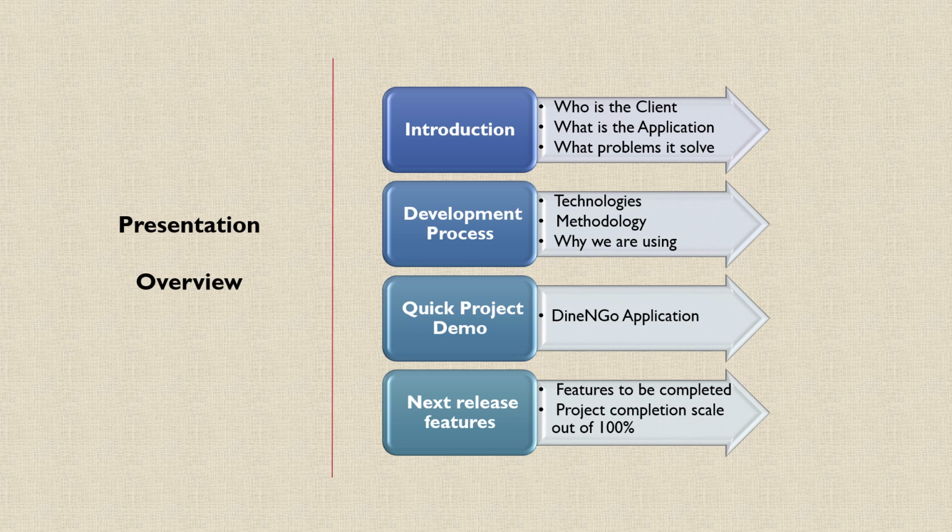Coming to the fourth pointer, which is next release features, the features which still need to be completed, the features which are completed, the features included in the next release, and the project completion scale out of 100% are majorly discussed. In the next slide, we'll discuss the introduction to the DineNGo project, so let's go through it.